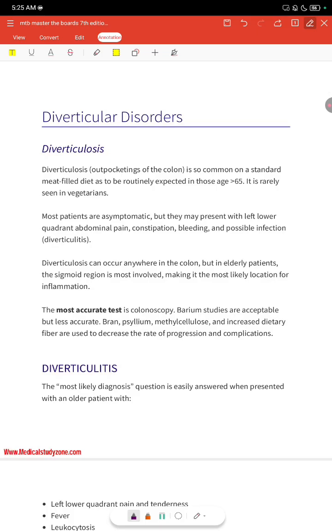Diverticular disorders. Diverticulosis. Diverticulosis is basically outpocketings of the colon. It is so common on a standard meat-filled diet as to be routinely expected in those aged more than 65. It is rarely seen in vegetarians. So meat-filled diets, diverticulosis.